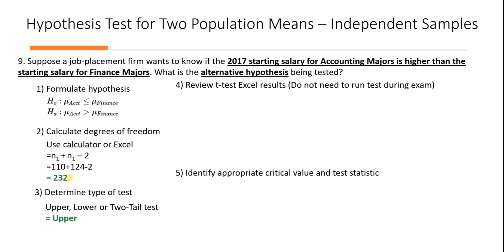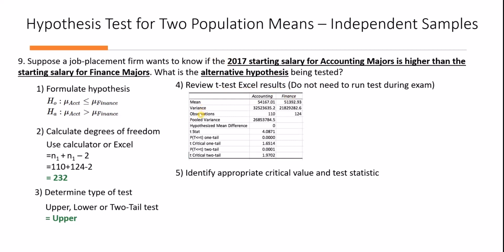On the exam, for both of the chapter 10 hypothesis tests, for independent samples and paired samples, you don't need to run the test in Excel yourself. I will give you the output, and then you just need to make sure that you are referring to the correct values. So let's go ahead and review the t-test Excel results for this data. This is the output that you get. And we need to identify the appropriate critical value and test statistic for an upper tail test.